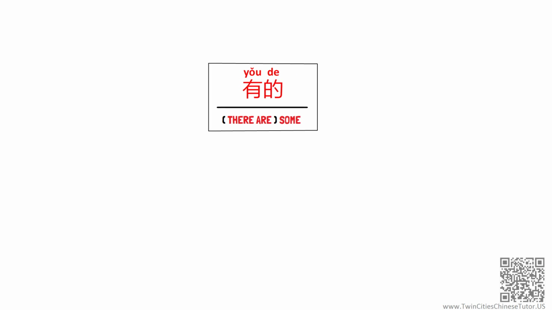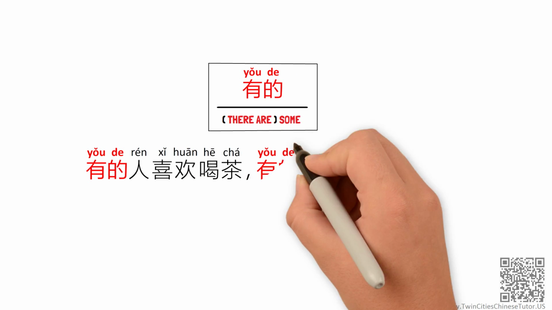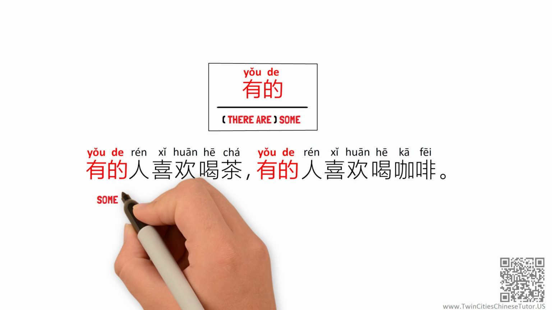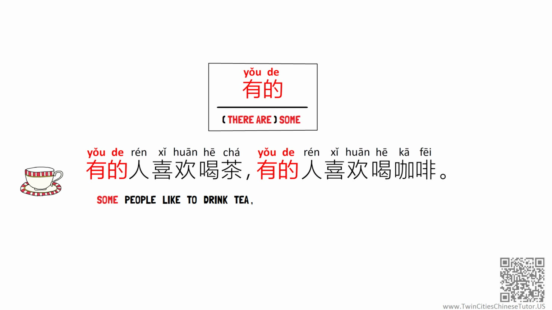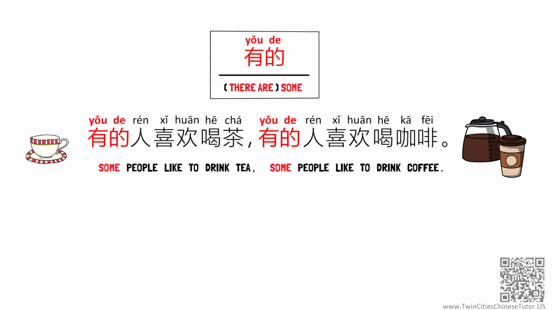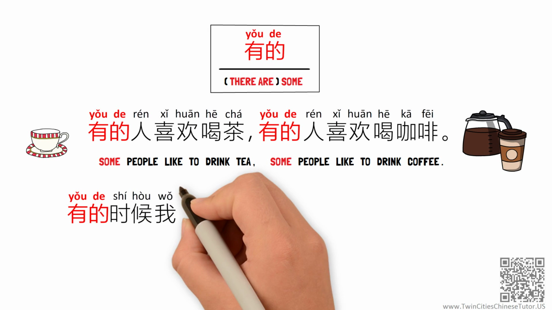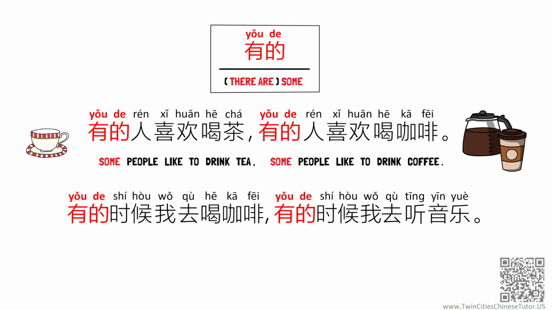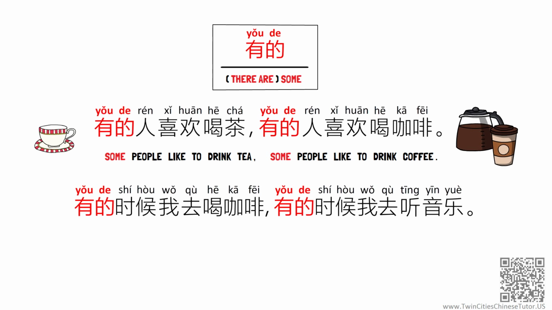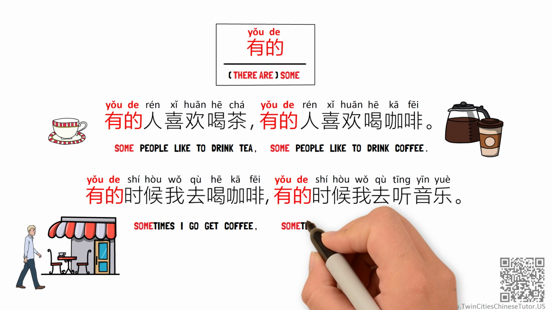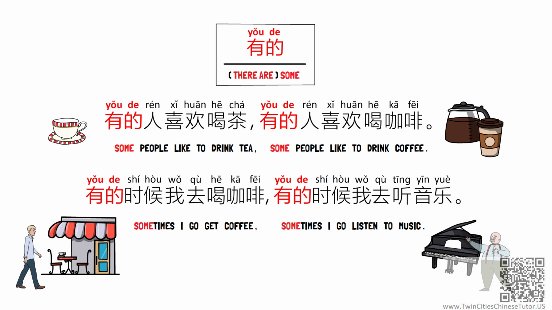If I say, 有的人喜欢喝茶, 有的人喜欢喝咖啡, it means some people like to drink tea, some people like to drink coffee. If Brian says, 周末我很忙, 有的时候我去喝咖啡, 有的时候我去听音乐, he is saying, I'm busy on the weekends. Sometimes I go get coffee, sometimes I go listen to music.